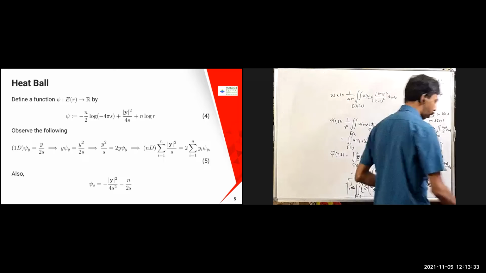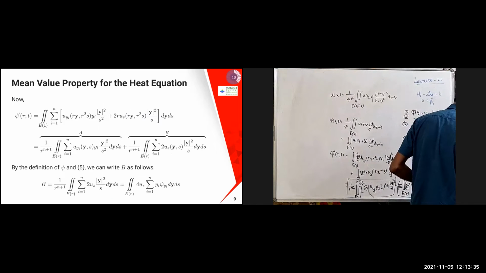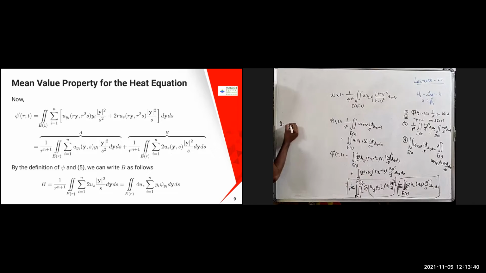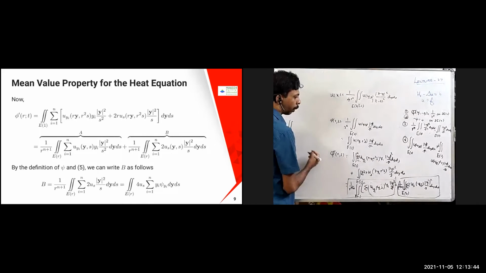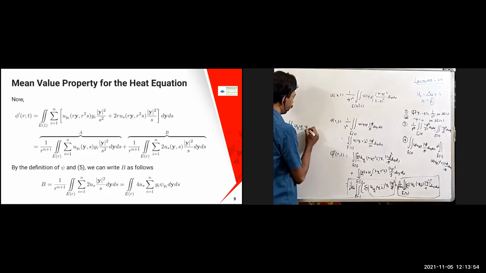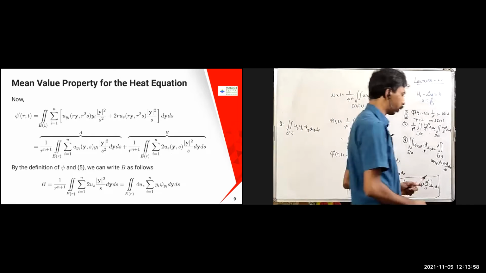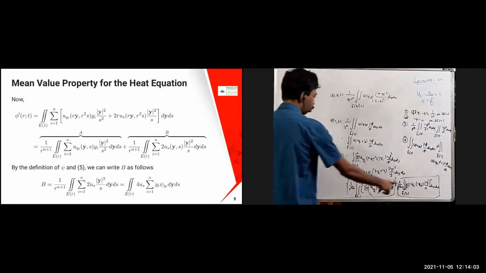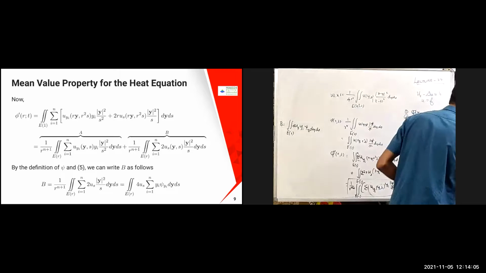So using that, what you are going to get? The b part is going to become integral over e of r into u of s, in us, into yi into psi yi, dy ds is going to come. 4 us into, because there is already 2 here, so 4 us into is going to come.